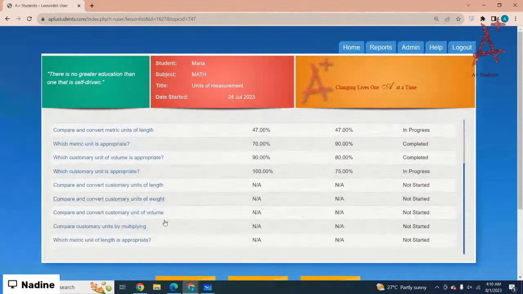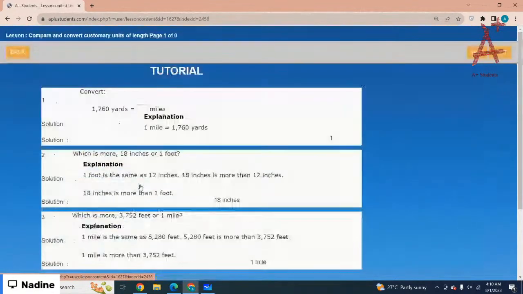Okay, we're going to start the new lesson, that is compare and convert customary units of length. Let's just start with the first one, convert. Basically, now you're converting from one unit to another unit. This is a very important lesson. You can note down the important conversions. They are very useful.